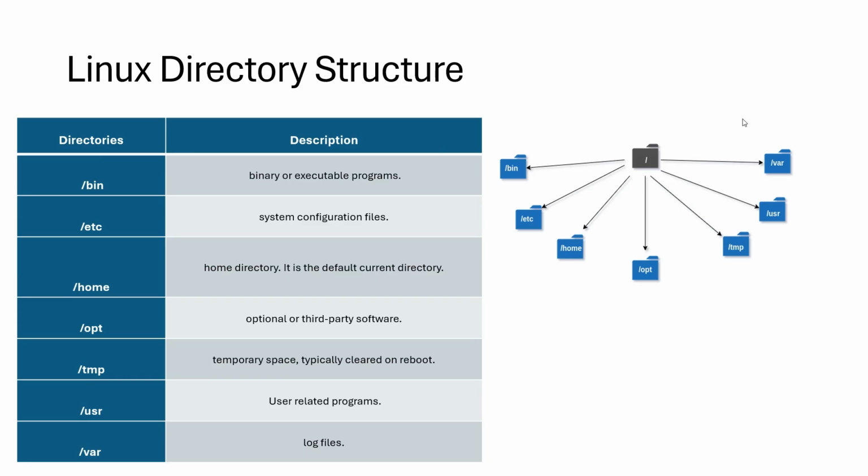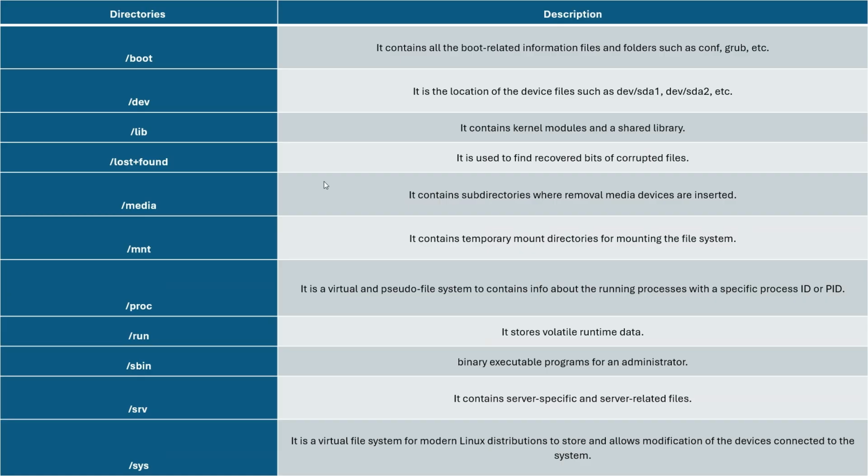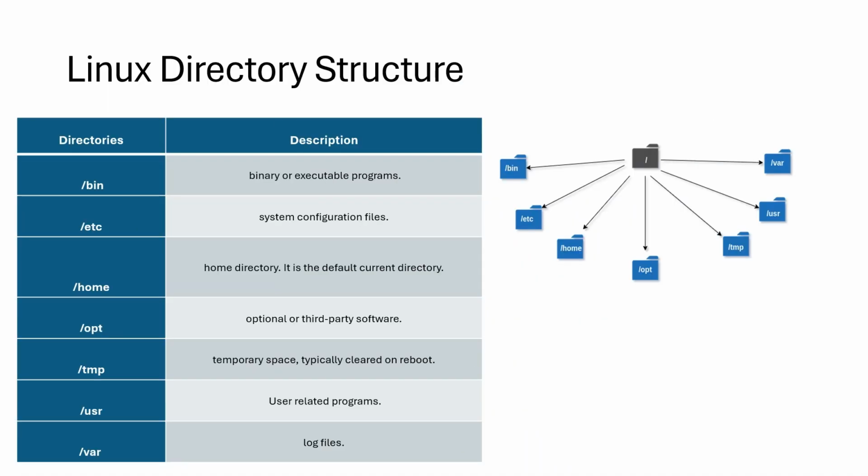From there only, all other directories will be started: slash bin, slash etc, slash home, slash opt, slash tmp, slash user, slash var. And these will also have underlying subdirectories. Slash user means slash user bin, slash user local. But these are the main starting directories, I would say. We also have other directories. I will talk about that in the coming slides. So let's first understand what is root.